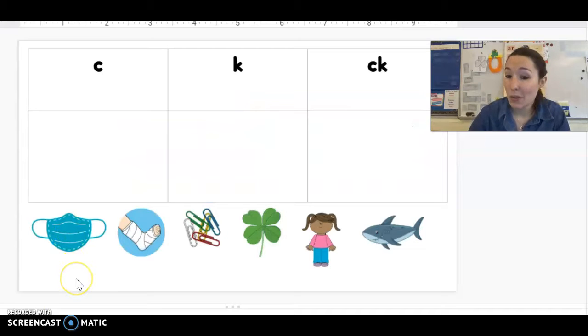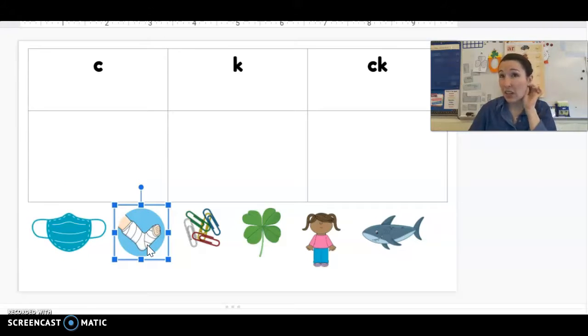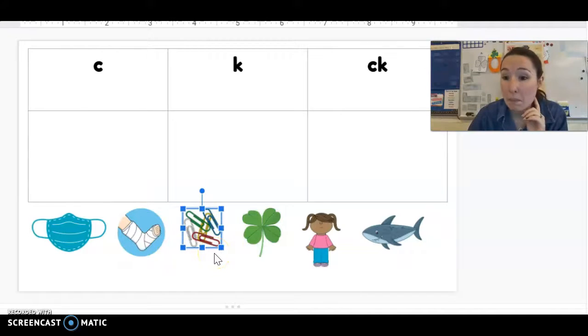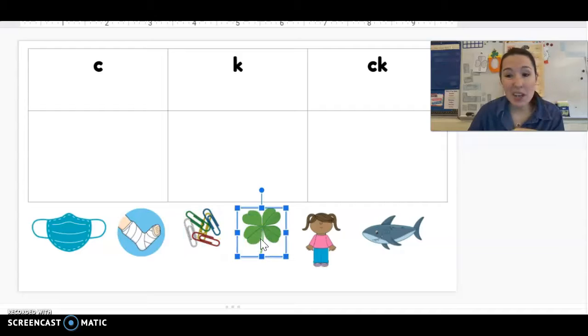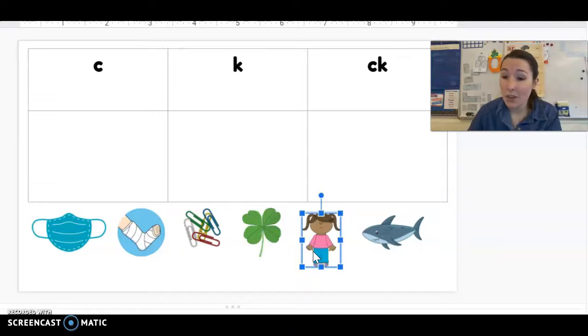All right, ready? Can you repeat after me? We have a mask, cast, a cast. So think about that first letter, K-ast. Here we have some clips. This one is going to be luck. Luck. Or you can also call it a shamrock, and it still follows the same rules. In my head, I was thinking luck, and then I thought, hey, I could do either one, luck or shamrock. This is a picture of a kid and a shark.